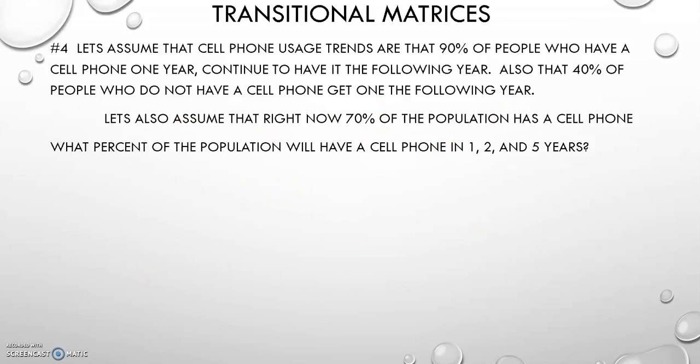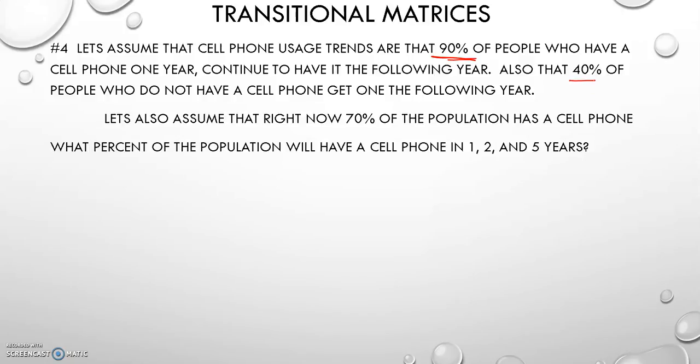So let's move on to transition matrices. We have one problem here that I want to discuss with you, and we're going to talk about what a transition matrix is and how we can use it to answer these questions. So we're going to assume that cell phone usage trends are that 90% of people who have a cell phone one year continue to have it the following year. Also that 40% of the people who do not have a cell phone get one the following year.